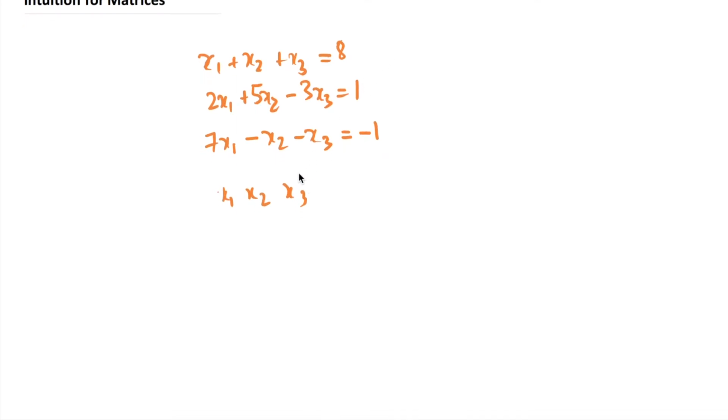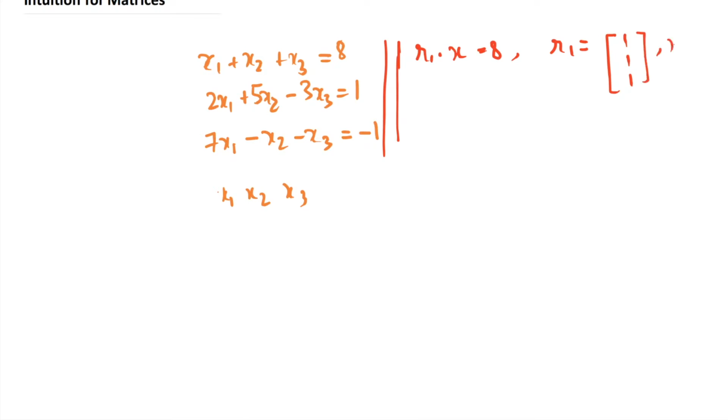Some of you might have already started using your vectors knowledge from your last unit to see that each row or equation is a dot product between scalars and unknowns, right? So the first equation can be written as r1 dot x is equal to 8, where r1 is equal to 1 1 1 and x is equal to x1 x2 x3.